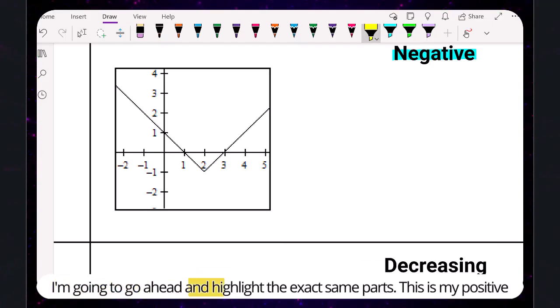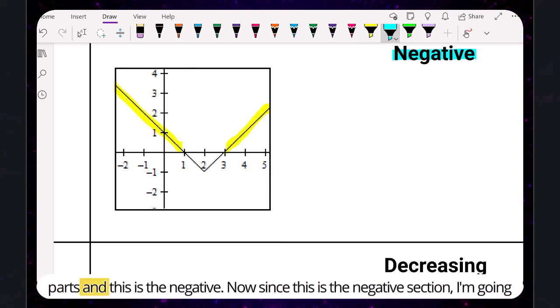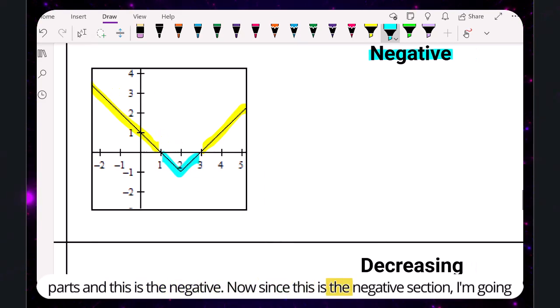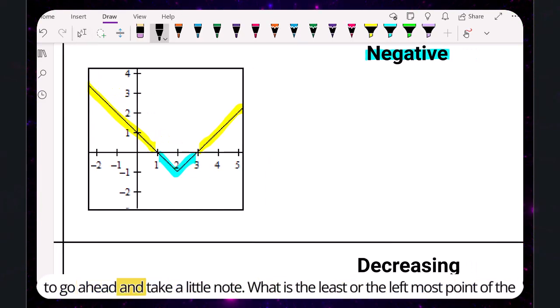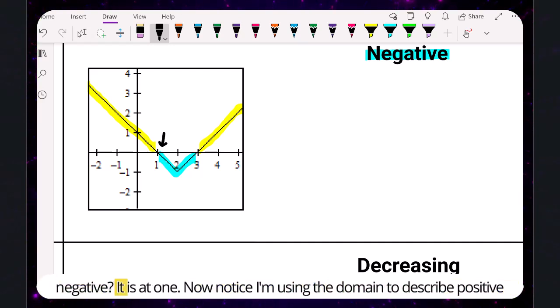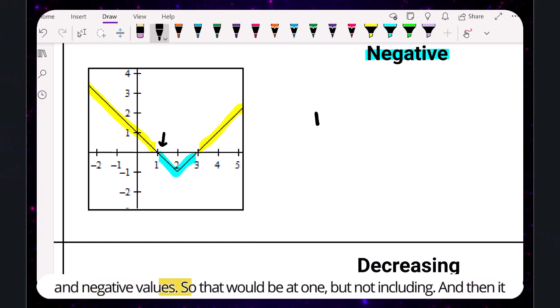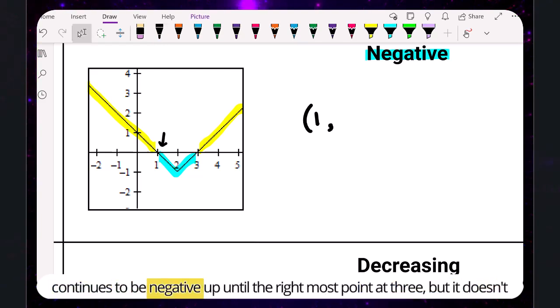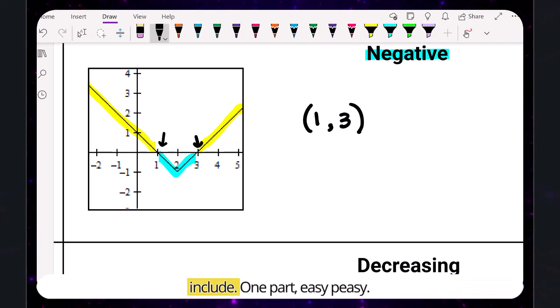Okay, I'm going to go ahead and highlight the exact same parts. This is my positive parts, and this is the negative. Now, since this is the negative section, I'm going to go ahead and take a little note. What is the least or the leftmost point of the negative? It is at 1. Now, notice I'm using the domain to describe positive and negative values. So that would be at 1, but not including. And then it continues to be negative up until the rightmost point at 3, but it doesn't include. One part, easy peasy.